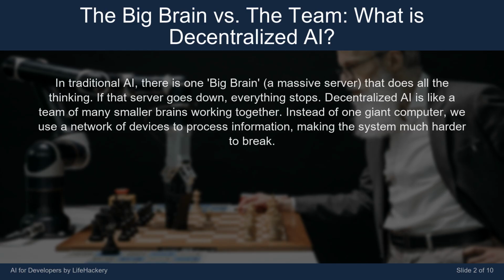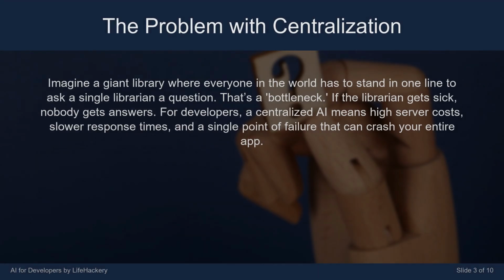Instead of one giant computer, we use a network of devices to process information, making the system much harder to break. Imagine a giant library where everyone in the world has to stand in one line to ask a single librarian a question. That's a bottleneck. If the librarian gets sick, nobody gets answers.